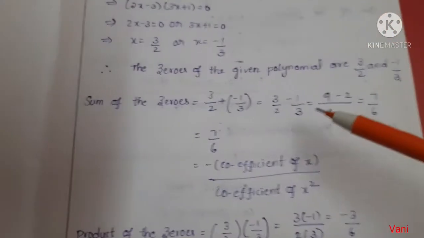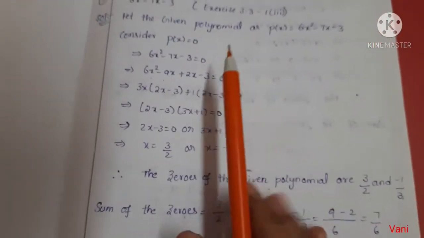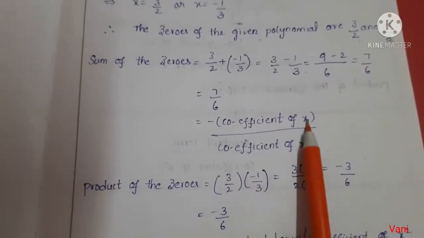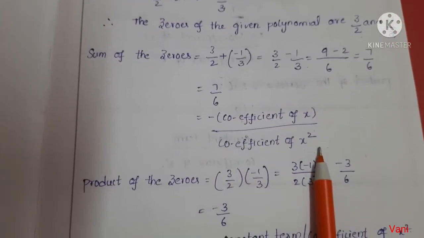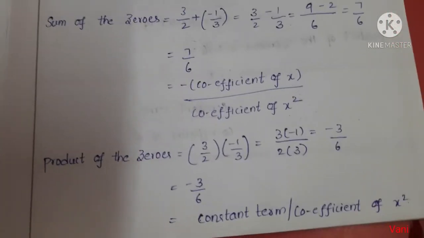So the problem is completed. In the whole problem you have to be very careful about finding the zeros of the polynomial and writing the relations: sum of zeros is minus coefficient of x by coefficient of x square, and product of zeros is constant term by coefficient of x square.